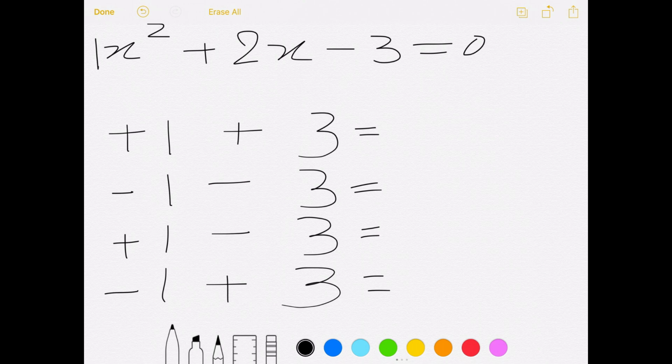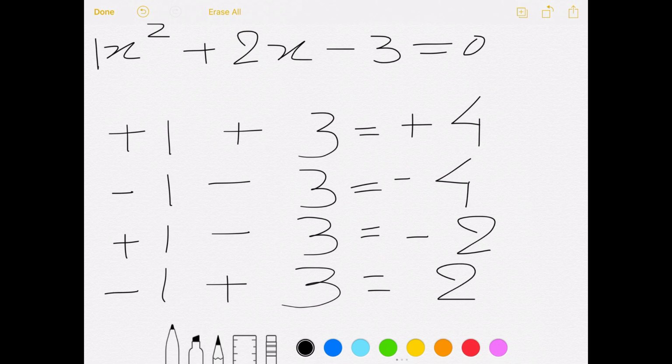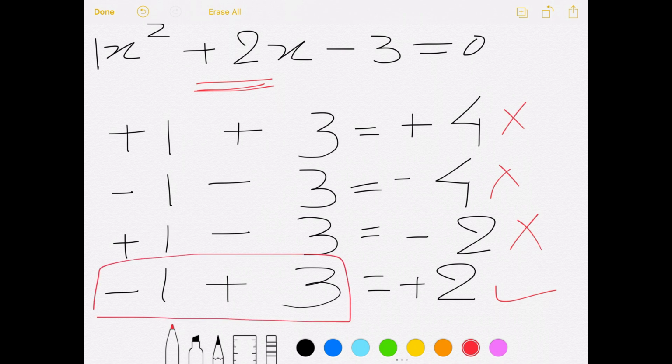If both the signs are the same, you add the numbers and place the same sign. If both the signs are different, you subtract the values and take the bigger sign. Which sign do we require over here? Plus 2. So this is the option that we will go with: minus 1 and plus 3.